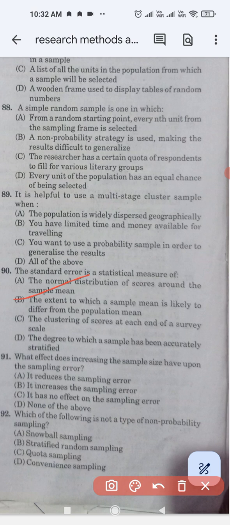Now, these questions are very useful for competitive exams, so listen as much as you can.